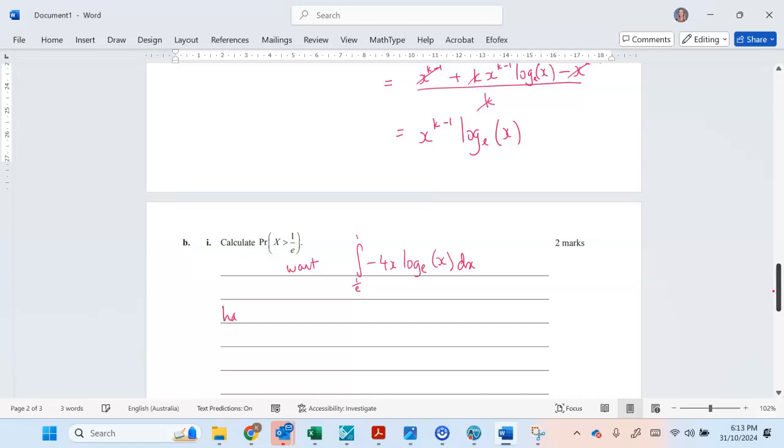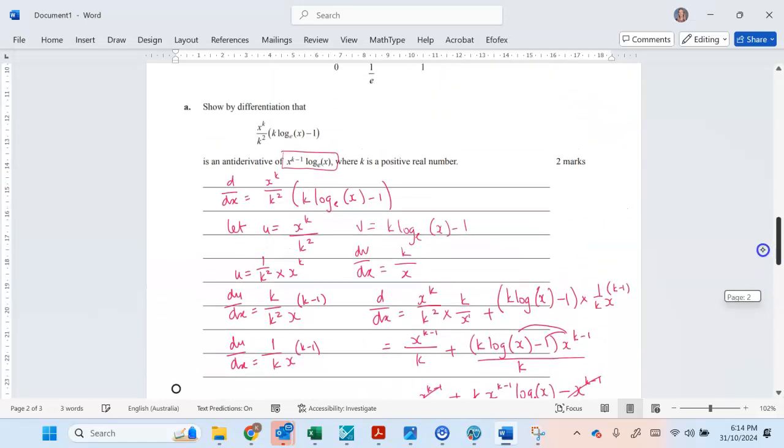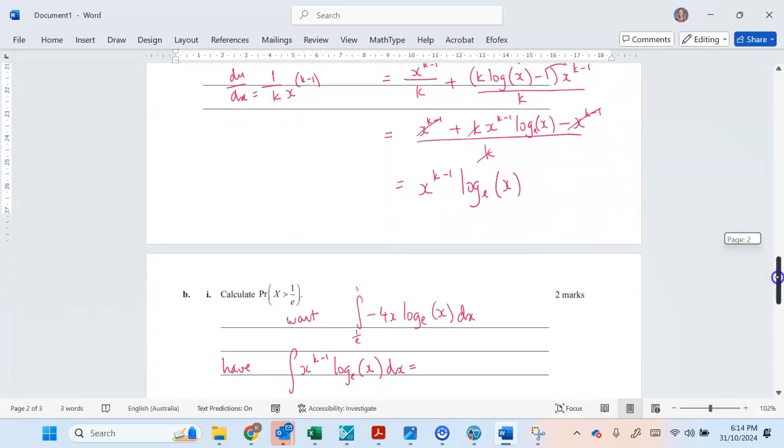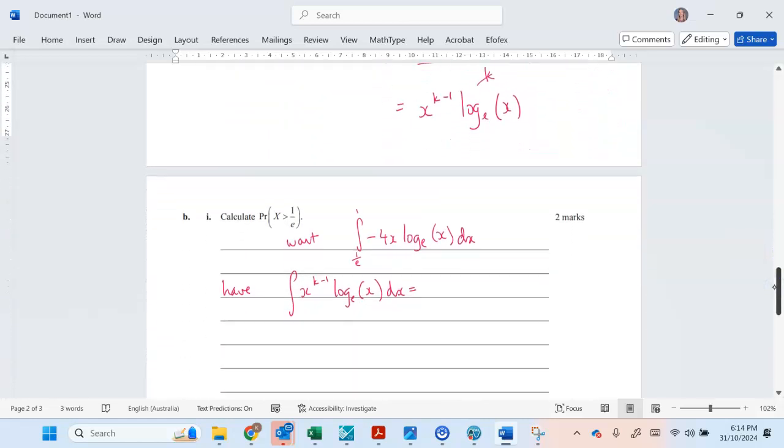Now, what do we have? We have, and it was in our previous question, and it's still on the screen, which is awesome, the integral of x to the k minus 1 log base e of x dx. And we know that the antiderivative to that is equal to this. It's told us in the question it's an antiderivative. I've written it down so I don't have to write it again. So we have x to the k over k squared, times k log base e of x minus 1.